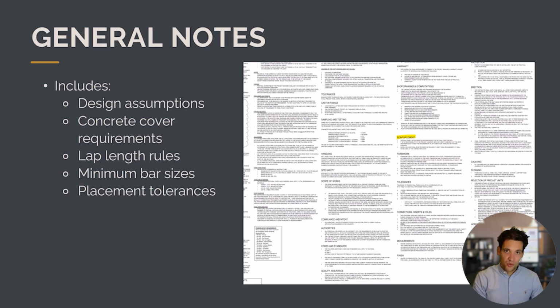And in addition to the drawings and the schedules, you need to refer and read to the general notes. So the general notes will include things like design assumptions, probably not that important, but concrete cover requirements will be important. The lap length rules will be important, the minimum bar sizes, and placement tolerances.